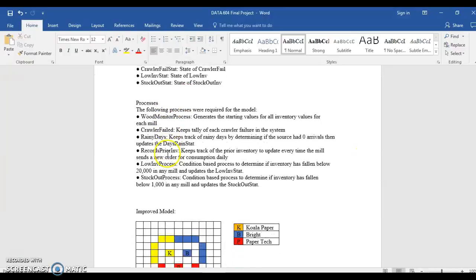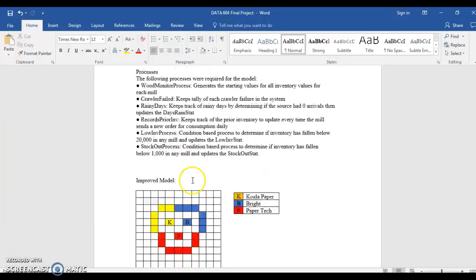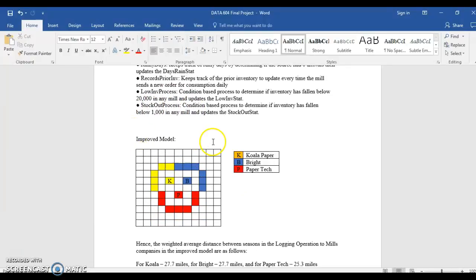Here are the processes. We have the following processes required for the model: wood monitor process, crawler fail, rainy days, record prior info, log info process, stock out process, etc.